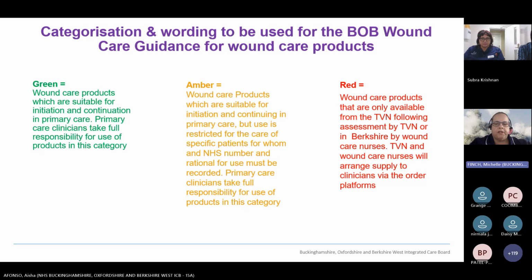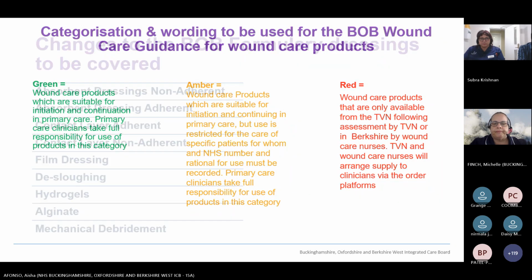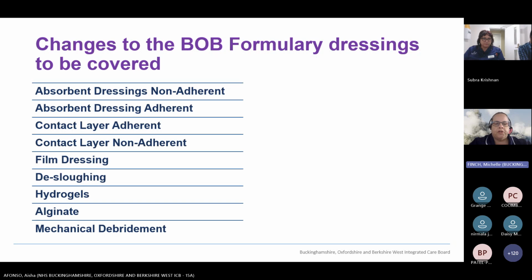And then there are products under the red category, which are for TVN use, or in Berkshire for the TVN use and wound care nurses only. And we will arrange supply of these to be sent to the clinician. Next slide, please. So just a brief, the categories that I'm discussing are shown on this slide. Next slide, please.